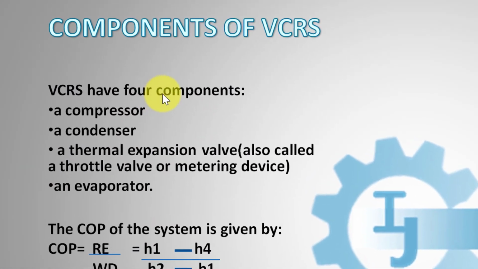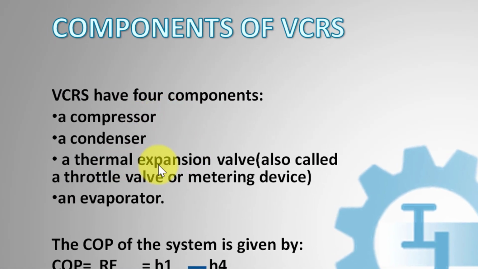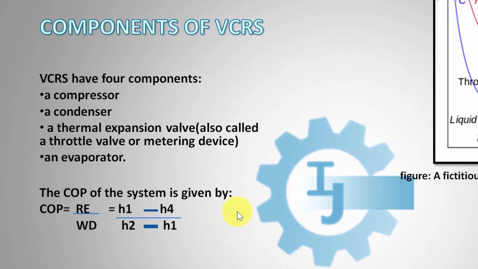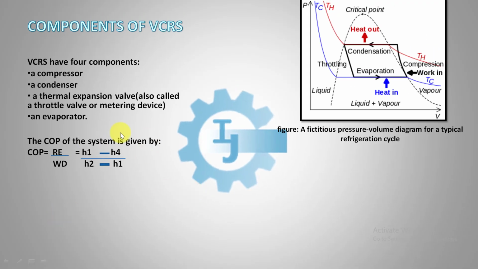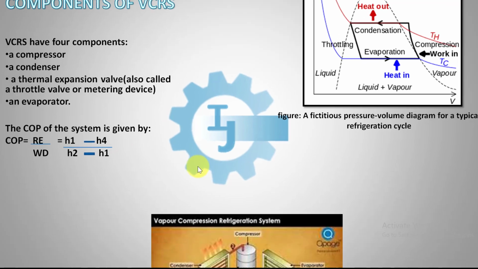So we have already discussed the four components: compressor, condenser, thermal expansion valve or throttling valve or metering valve, and the evaporator. Now we have to know what the COP is. COP means coefficient of performance. COP is the ratio of refrigeration effect and work done. The refrigeration effect is produced in the evaporator, so here it is H1 minus H4. This is 1, this is 4. The difference in enthalpy, H1 minus H4, is the refrigeration effect, and the work done in the compressor is H2 minus H1. So the COP is (H1 minus H4) divided by (H2 minus H1).